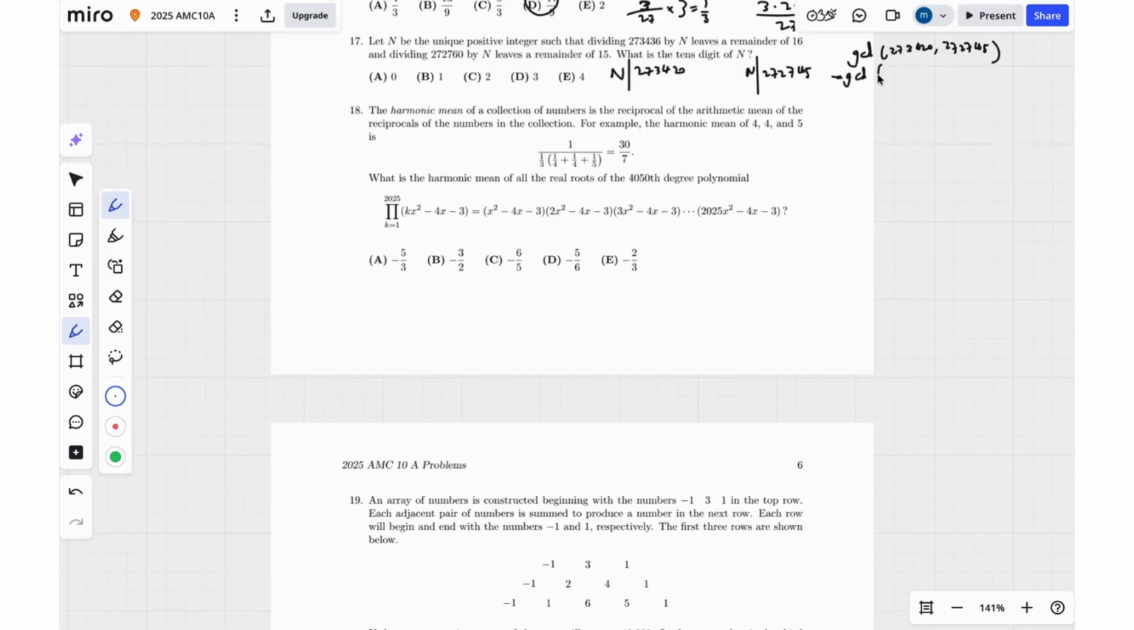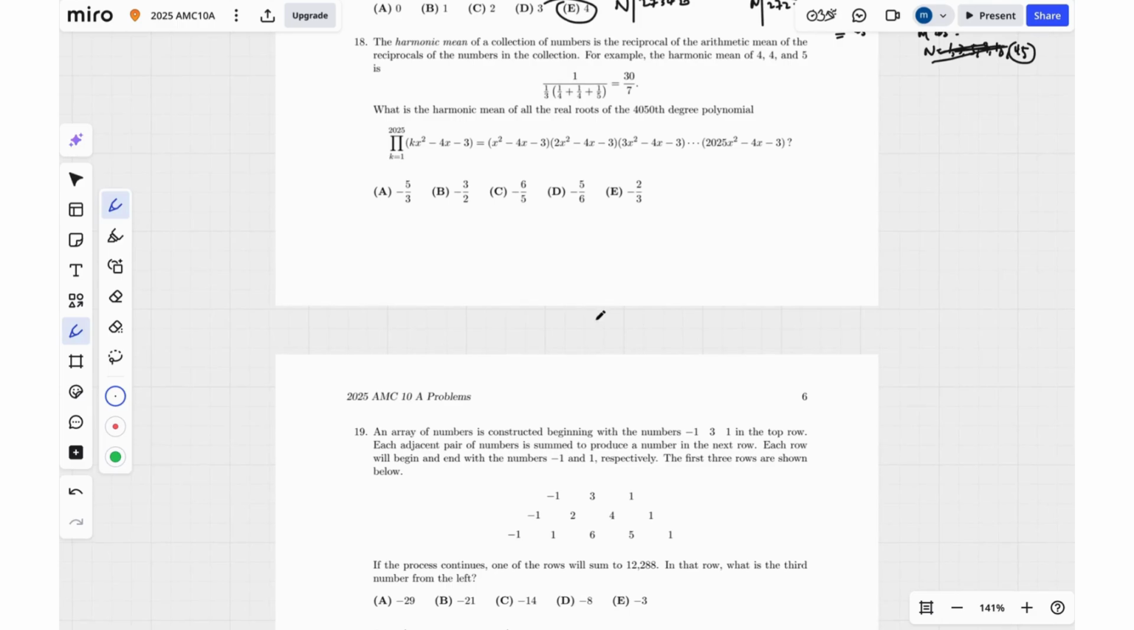Larger one minus the smaller one, so this would be 675. And eventually find that GCD is equal to 45. So that means that n is a divisor of 45. In other words, n equals 1, 3, 5, 9, 15, or 45. We see that it leaves a remainder of 16, which means that n must be at least 16. So these are impossible, so the answer is 45, so the tens digit is 4.